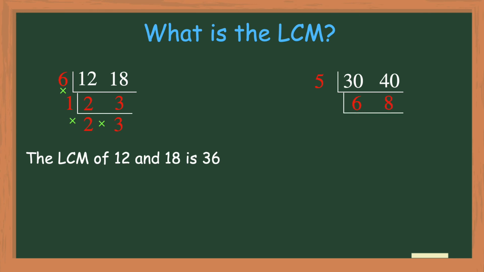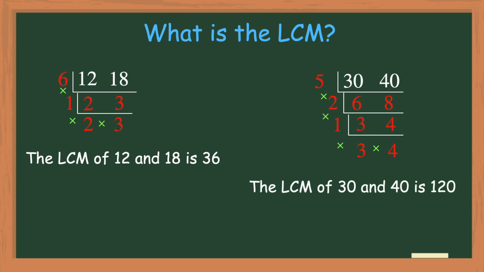Now 6 and 8 share a common factor of 2, and 6 divided by 2 is 3, and 8 divided by 2 is 4. Now 3 and 4 only share a common factor of 1, so I'm done factoring, and I will bring down the 3 and 4. The last step is to multiply all the factors on the outside of the ladder. 5 times 2 times 1 times 3 times 4 is 120, so the LCM of 30 and 40 is 120.